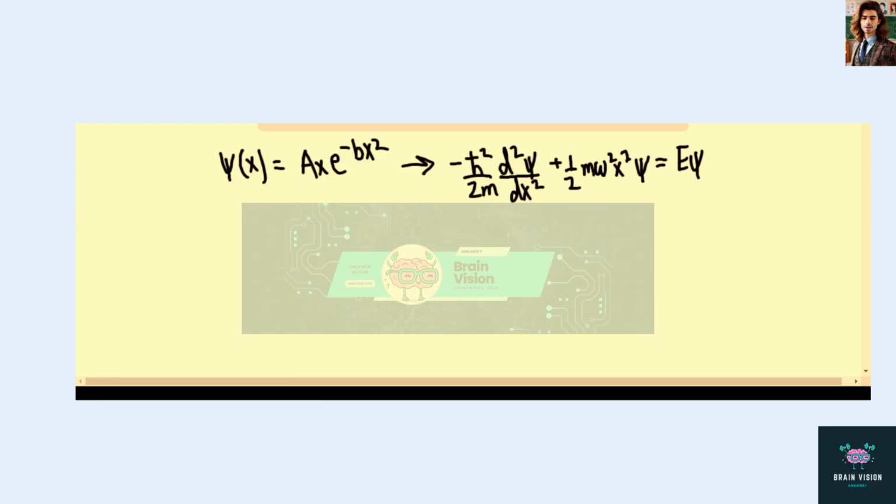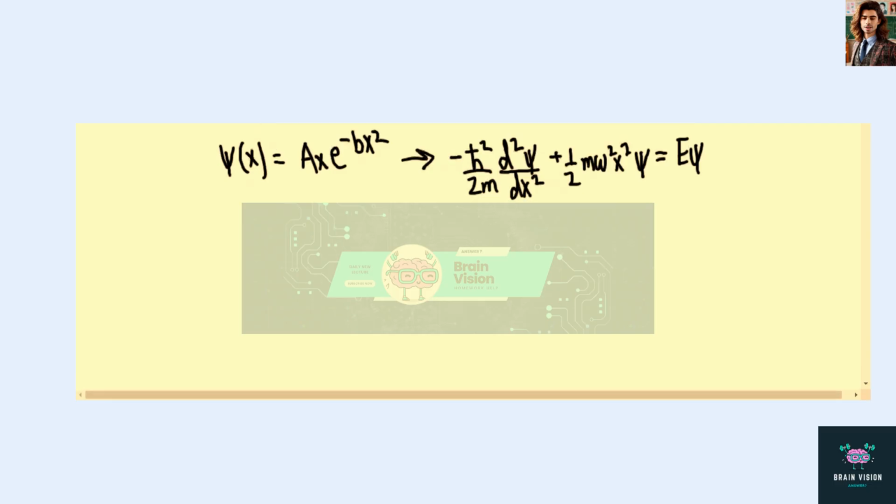We start with the wave function and we're going to substitute it into the Schrodinger equation, which in this case is for the harmonic oscillator. So we'll need to take the first and second derivatives of the wave function.